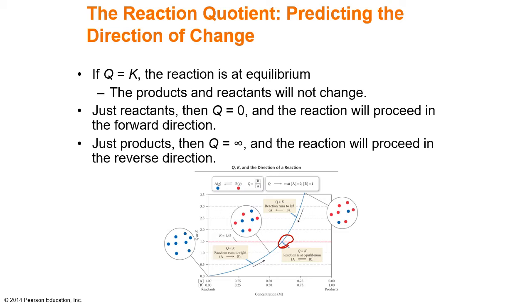We do have a couple of other cases when we have just reactants and no products. That means that our Q is going to be 0, and our reaction is going to need to proceed in the forward direction to reach equilibrium. If we have just products and no reactants, then Q is going to be infinity, and it'll have to proceed in the reverse direction to produce the reactants.